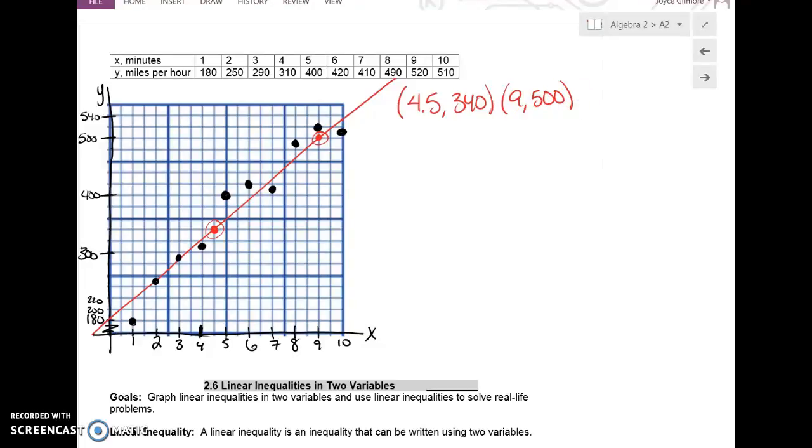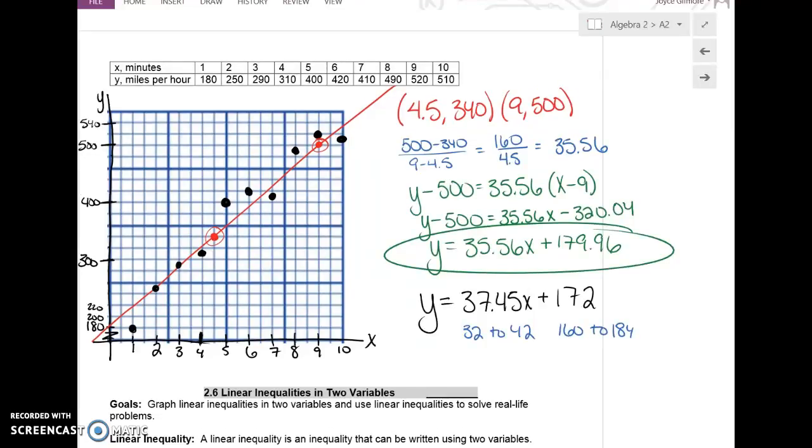Okay, you need to find the slope between your points. You need to use the slope in one of your points in point slope form and then get it into slope intercept form. So take a moment and do that whole process. Okay, the equation that the calculator gives you if you actually type in the data and have the calculator crunch the numbers for you is y equals 37.45x plus 172.